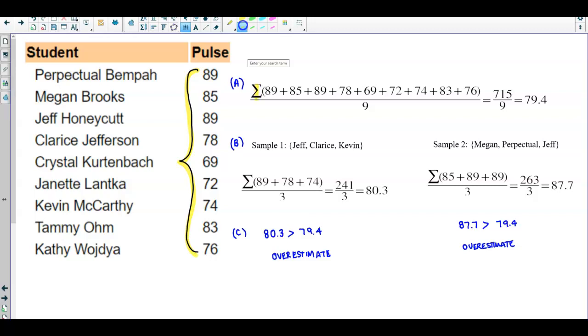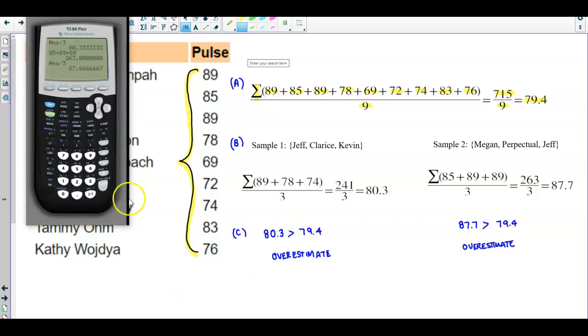So this represents the sum of 89 plus 85 plus 89 plus 78 plus 69 plus 72 plus 74 plus 83 plus 76 gives us 715. Okay, and then we're going to divide by the total amount of values that are in there. You can see here we have 1, 2, 3, 4, 5, 6, 7, 8, 9. So we're going to divide that by 9. So 715 divided by 9 is going to give us 79.4.